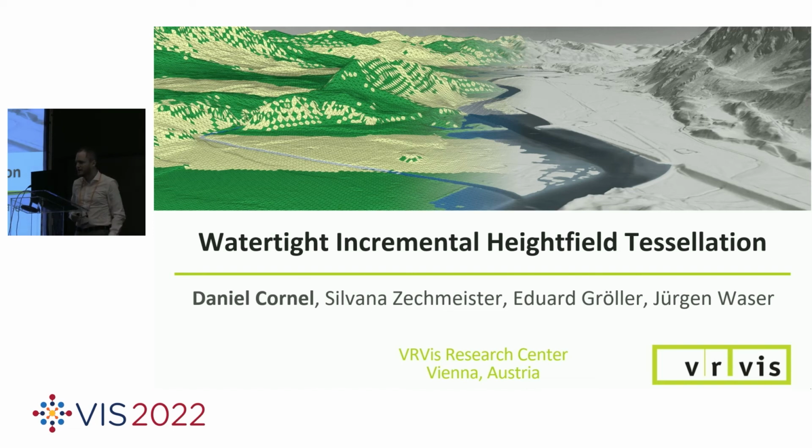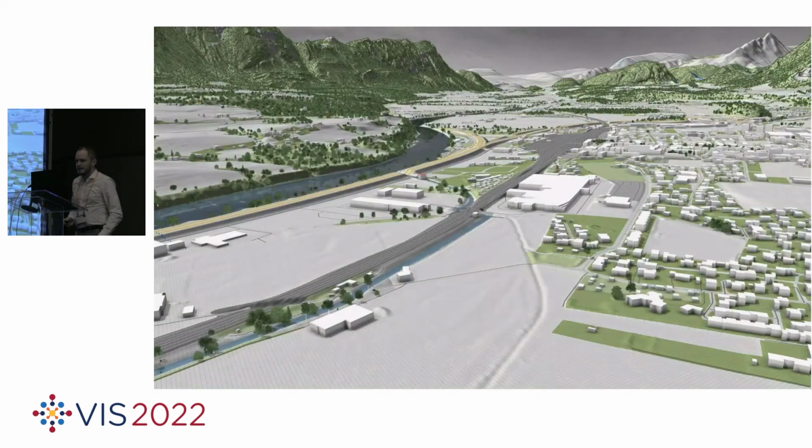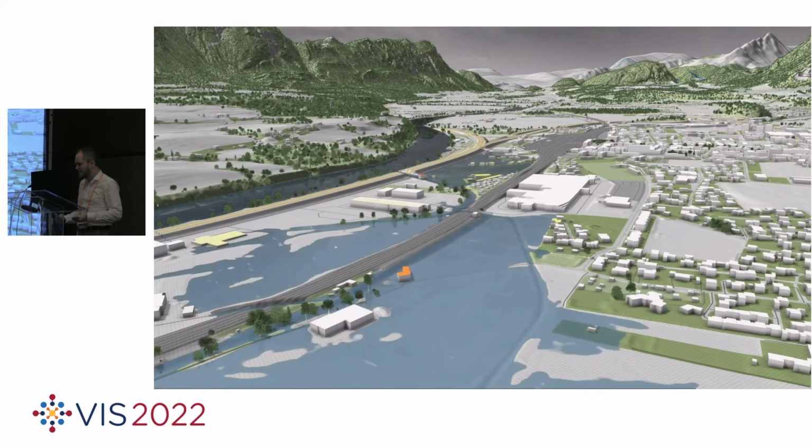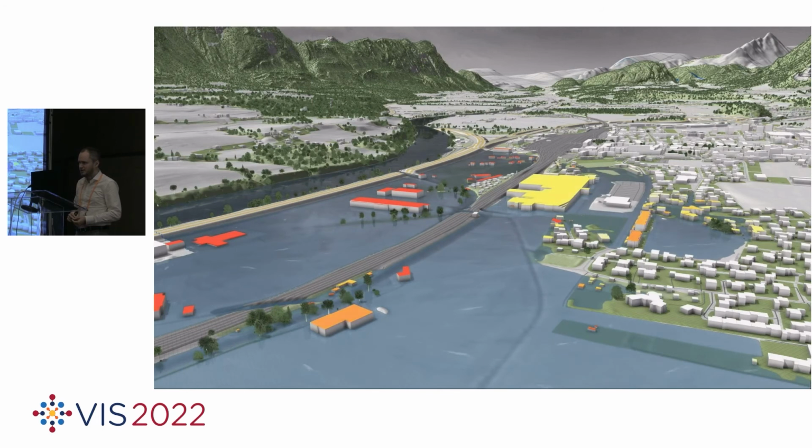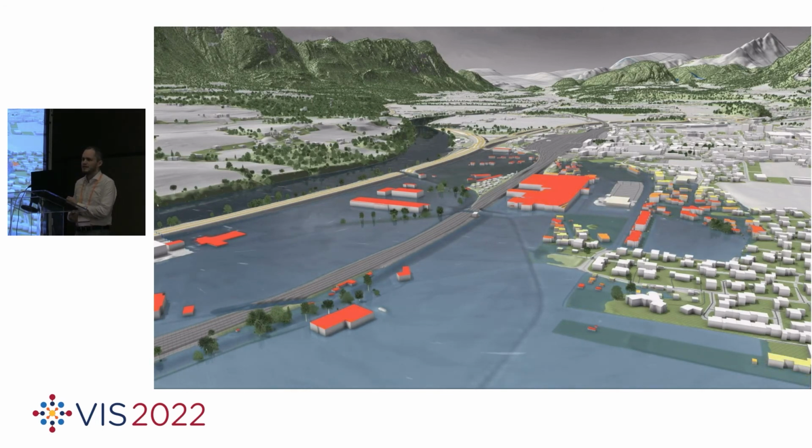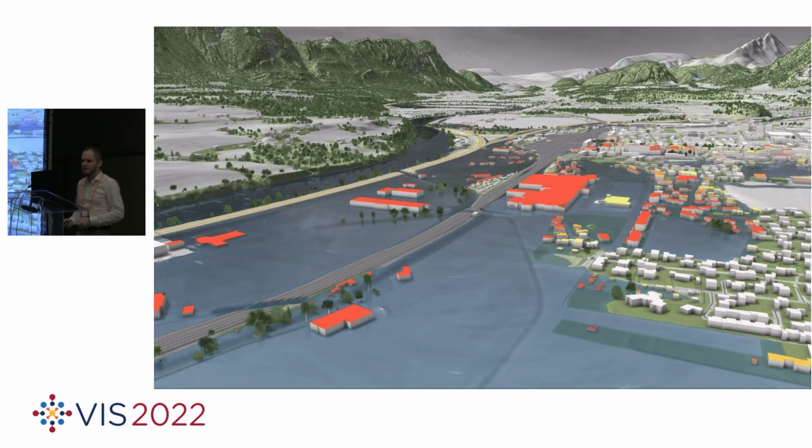I'm Daniel Cornell, and together with my colleagues, I've been working on a method for watertight incremental height field tessellation. Height field tessellation is the process of creating a triangular surface that approximates a given height field. This is a well-researched topic, especially its application for terrain rendering. But the efficient tessellation of dynamic height fields, like the output of a flood simulation, remains very challenging. Since the simulation data are generated on the fly, tessellation also has to happen on the fly.